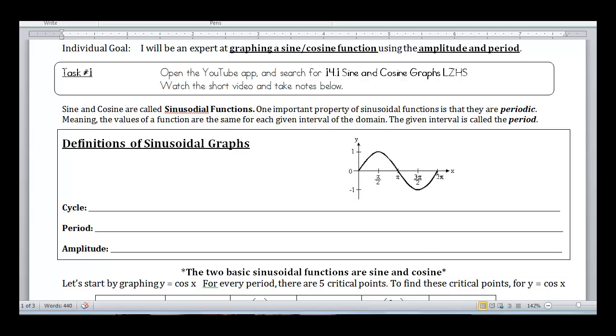What that means is that the values of the functions will be the same for a given interval of the domain. This interval we call the period. So let's go ahead now and define cycle, period, and amplitude.